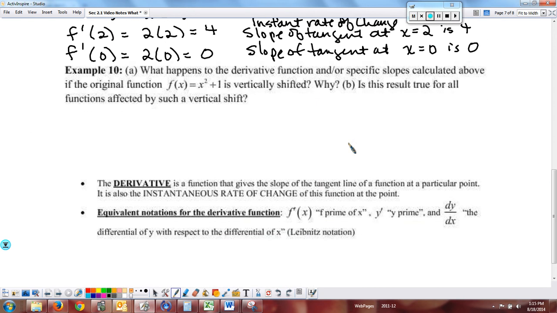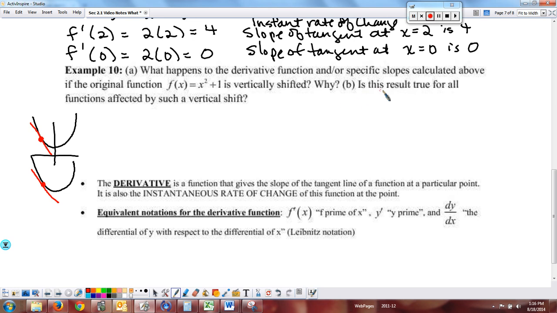All right, example 10 goes back to a previous example. What would happen to the derivative function or the specific slopes we calculated above if I simply shift the graph up or down? If I take my y equals x squared plus 1 and I shift it down to here, and I look at my slope at negative 3, you'll see that those are still parallel. They have the same slopes. Vertical shifts do not change the slope at a point because your change in y is still the same because you moved both of your y values down, okay?